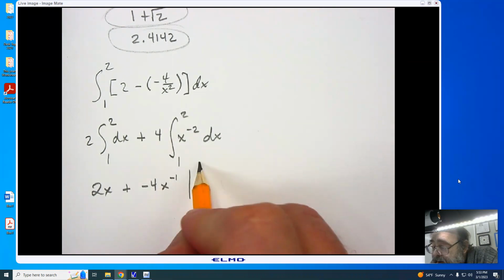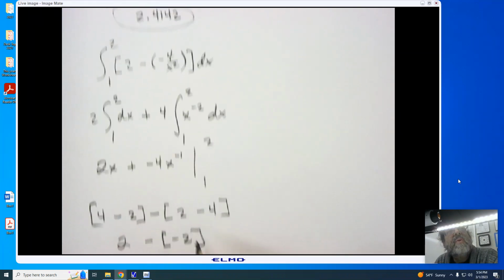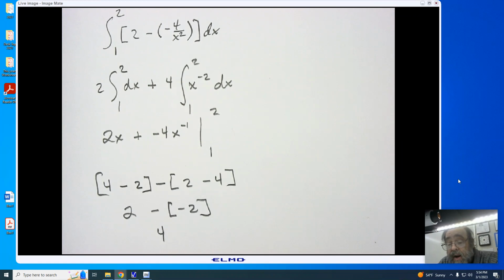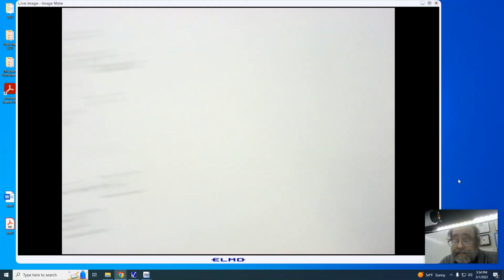And this is from 1 to 2. So we're putting in the 2, and we end up with a 4 minus 2 minus 2 minus 4. This gives me 2 minus, that's the area of negative 2 that we saw, and the double negative makes it a positive, so we end up with 4. And thus 4 is our area. Alrighty, we're going to be going to number 8 next.